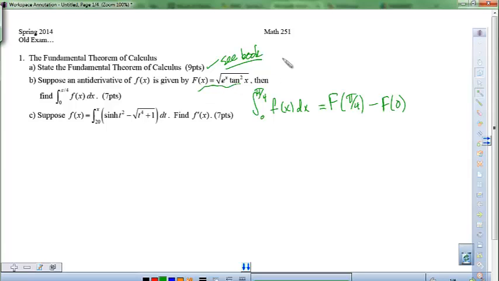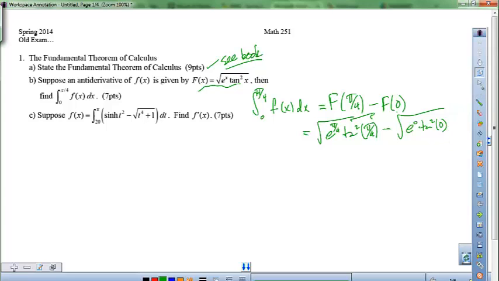Now fortunately they gave us what the antiderivative is, so all we have to do is use that function and put in a pi over 4 wherever we see an x, and then subtract, and then put in a 0 because that's our lower limit. And tangent of 0 is 0. If you didn't know that, you'll probably just leave that here, but sine and tangent of 0 are both equal to 0, and cosine of 0 is equal to 1. So this is a tangent. It goes to 0, everything goes to 0 over there.